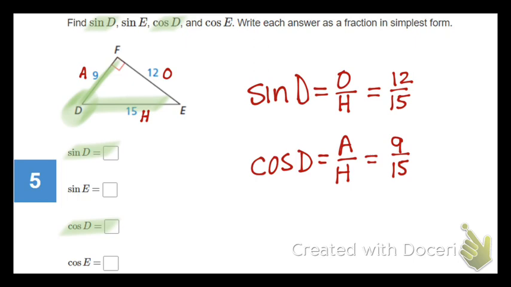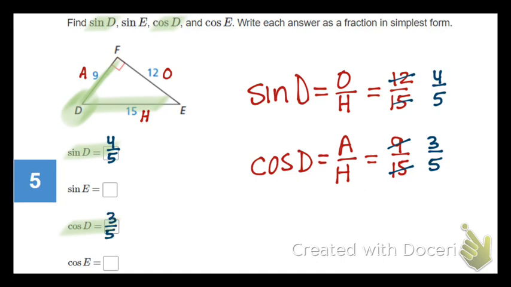And like any fractions, if they can be reduced, we need to reduce them. So I can divide the top and bottom by 3, and that will give me 4/5. And I can divide the top and bottom by 3, and that will give me 3/5. So now when I go to fill in the answer, the sine of D is the fraction 4/5, and the cosine of D is the fraction 3/5.